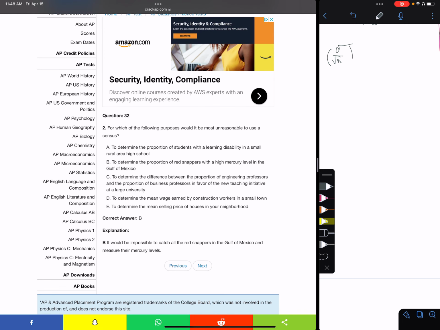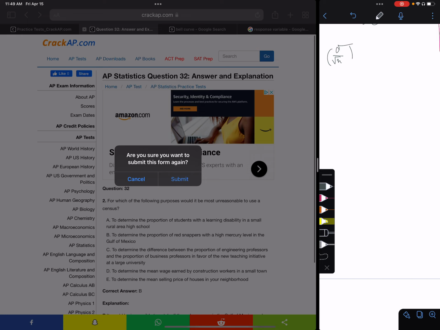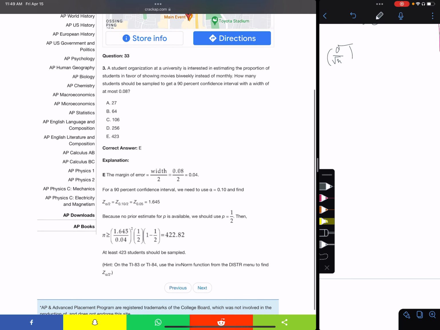Which of the following would be the most unreasonable to use as a census? Unreasonable. Okay, I don't really count that. We don't count that. Gotta read. Okay, so this is the formula.